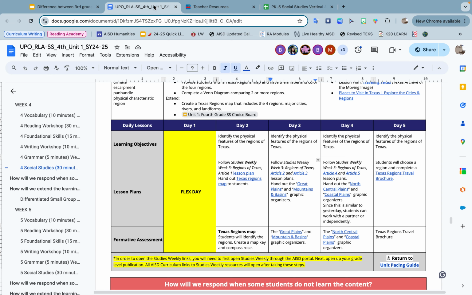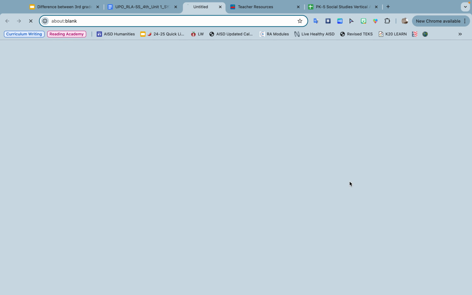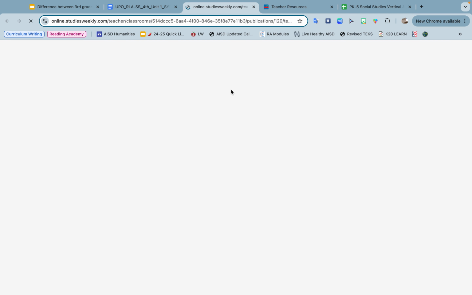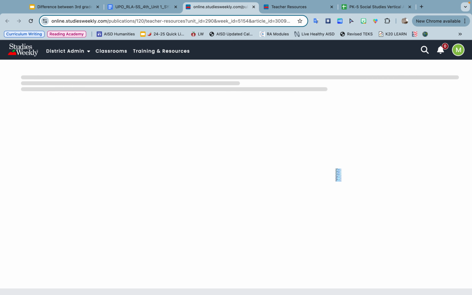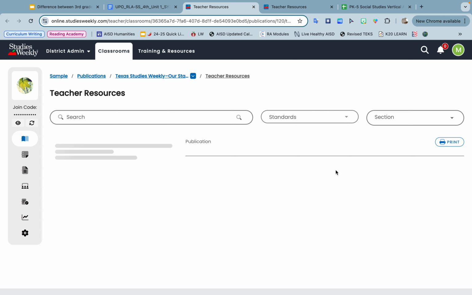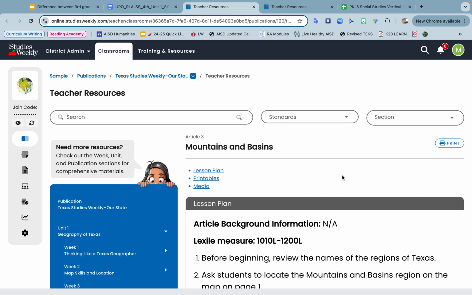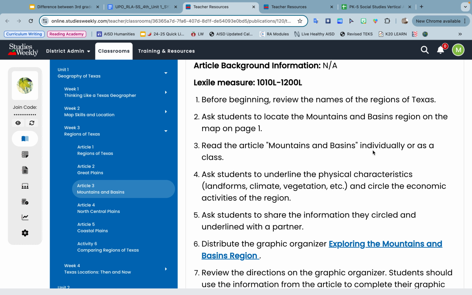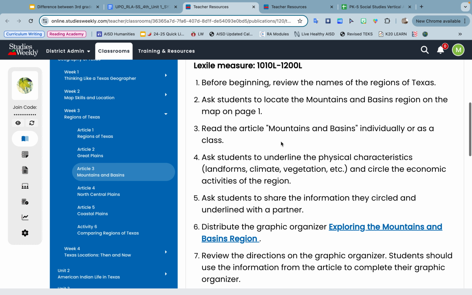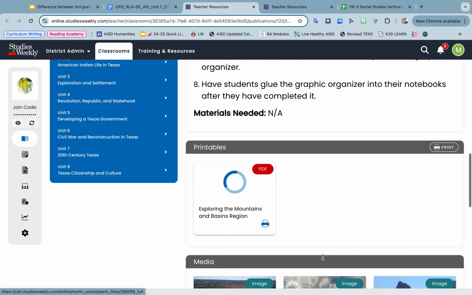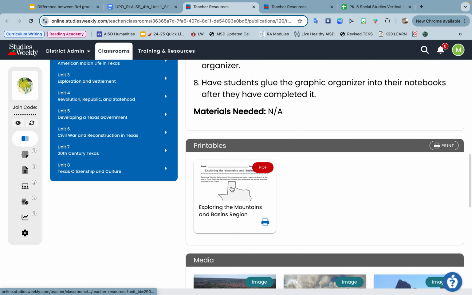So if I come back here, I know that I was going to do Article 2 and Article 3. So my students are going to be learning about the Great Plains as well as, waiting for it to load, it's probably the coastal region. Nope, mountains and basins. All right, so we're looking at mountains and basins. Another graphic organizer. If I come down and look at that, it probably looks the same.